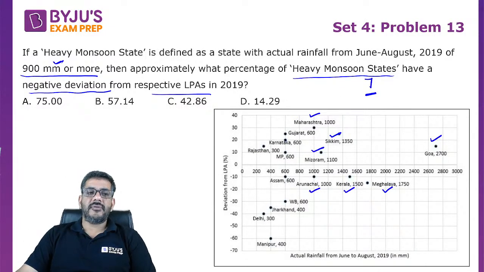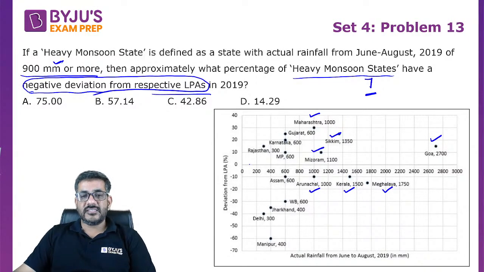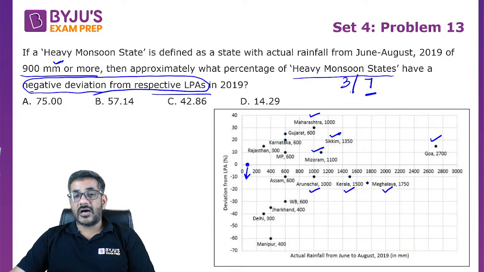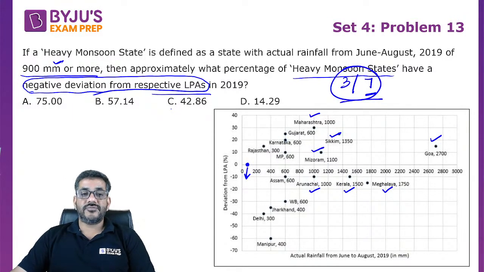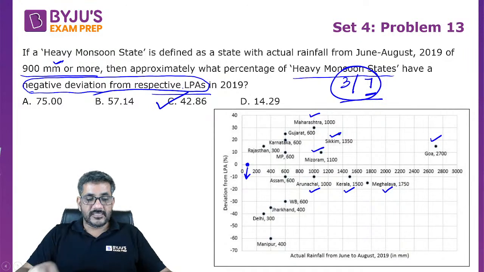The question is, how many of them have a negative deviation from LPA? Negative deviation means they are below this line of 0. Below this line of 0 are only 3: Arunachal, Kerala and Meghalaya. So 3 out of 7 are below this. 3 out of 7 is 42%. C option is the right answer.